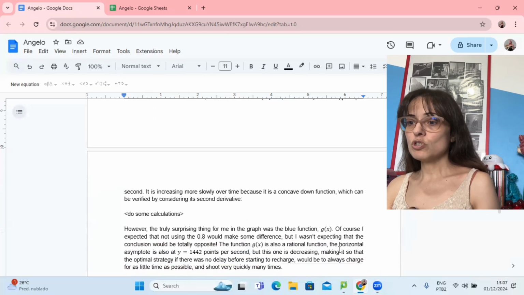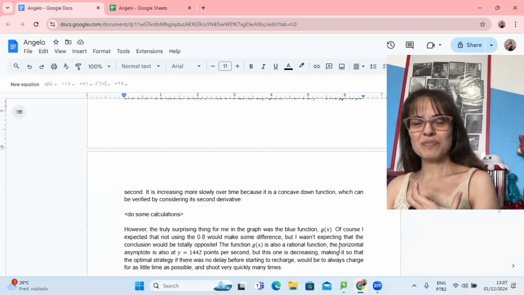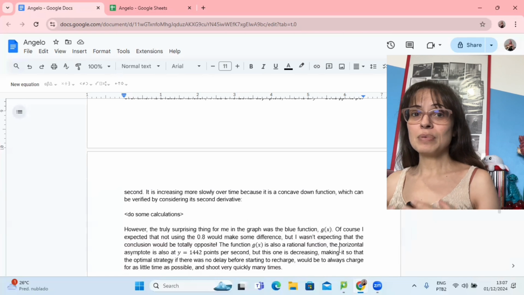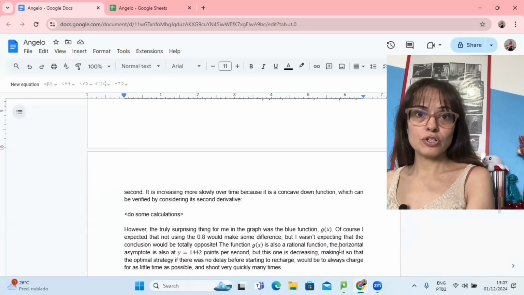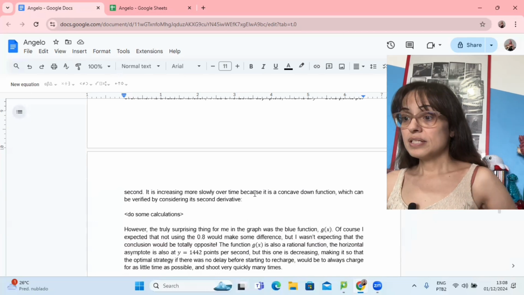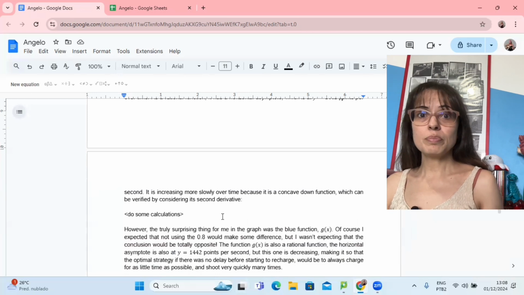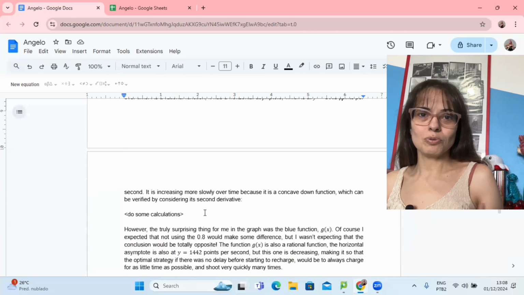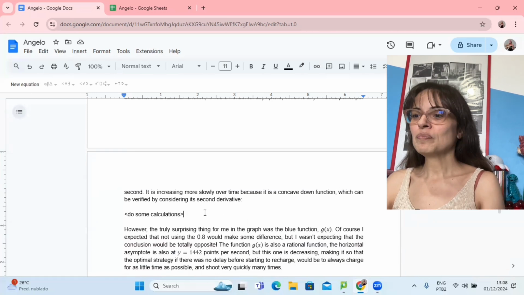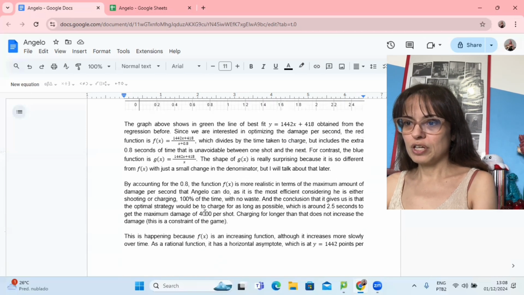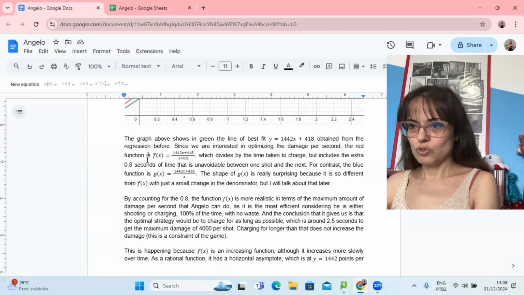It is increasing more slowly over time because it is a concave down function. You see, I am demonstrating that I know my vocabulary about functions here. This is why I am saying things in this way, because I want to score well on the rubric. It is a concave down function, which can be verified by considering its second derivative. Look at all the math that I'm showing that I know with this simple topic of Angelo doing damage.